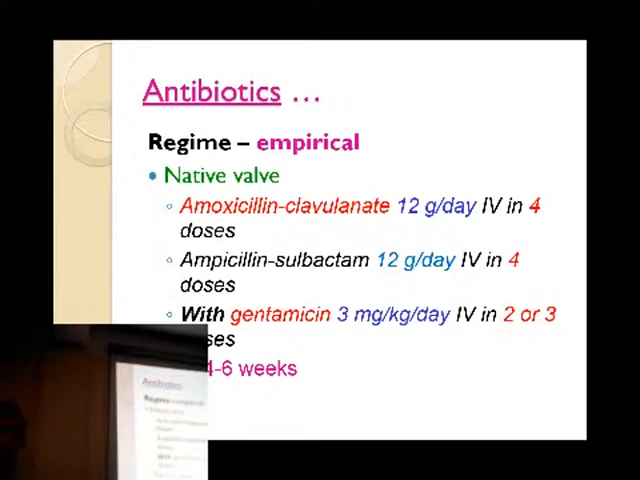So if the patient has got a native valve, we will treat with amoxicillin clavulanic acid in high doses divided into 4 doses throughout the day. So it should be given according to the clock. This has to be combined with gentamicin, again high doses, 3 mg per kg per day divided in 2 or 3 doses. For native valve endocarditis the rough time period for therapy is 4 to 6 weeks.